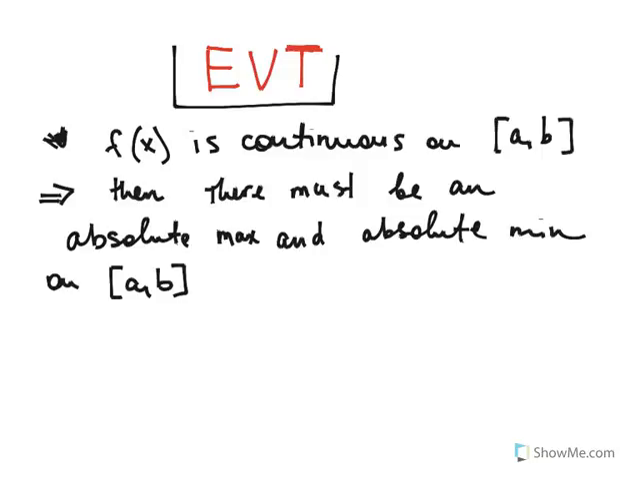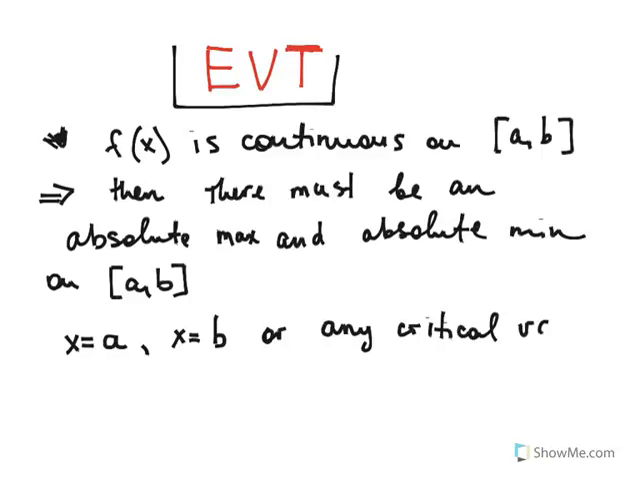These absolute, we call them extrema, they can occur at x equals a, as I said. You can consider the endpoints, x equals b, or it can occur at any, let's say, any critical value of your function f of x on this interval.